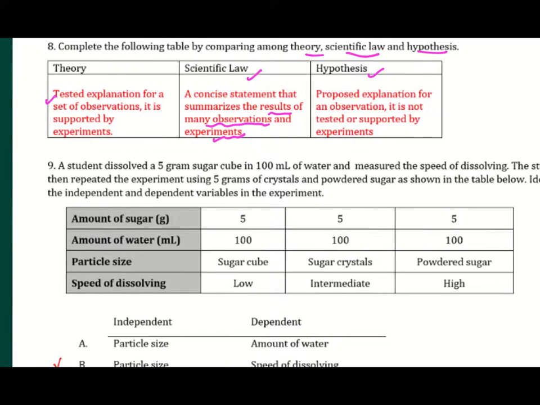Hypothesis is a proposed explanation for an observation. It's not tested or supported by experiments. Hypothesis is just that you think about something or you predict something depending on your observation, but it's not proved or supported by experimental results.